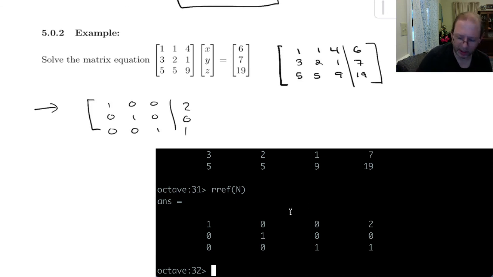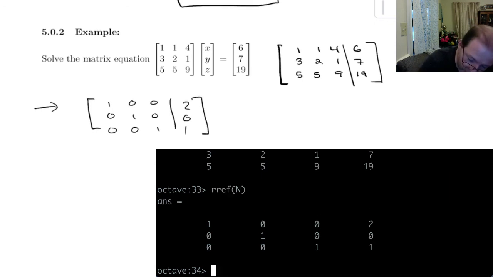That's not what I was expecting this to give us. Let me double check my matrix, make sure I put it in correctly. Yep, that was correct. It gives me 2, 0, 1. So that gives me x is 2, y is 0, z is 1.